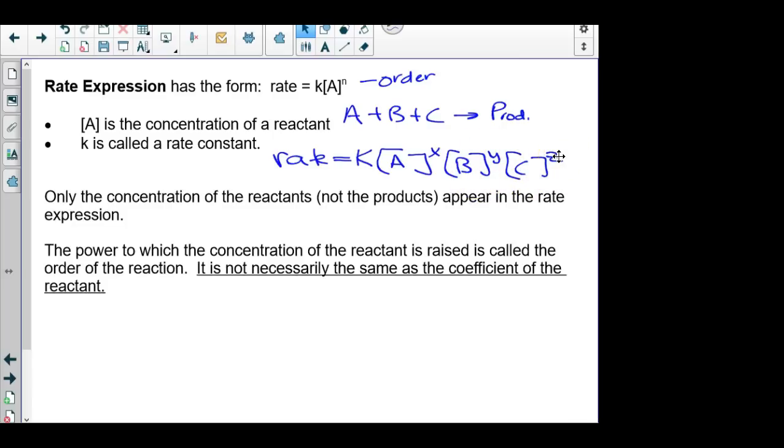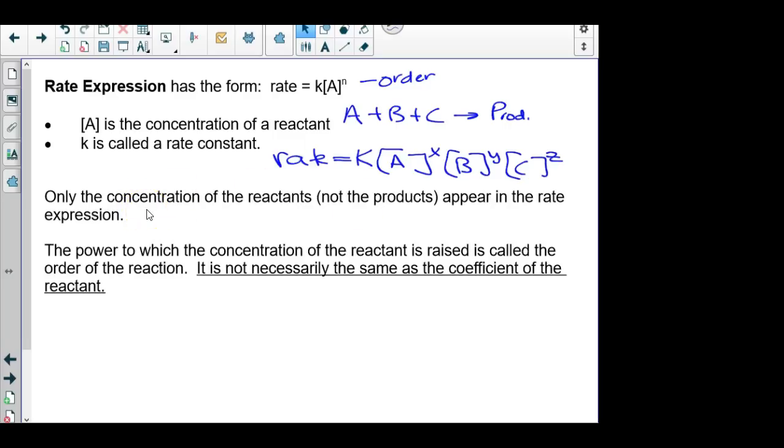So I could use the word power, but a chemist would use the word order. So my orders are X, Y, and Z. Those will become numbers. Generally speaking, 0 through 3. That will be taught to you here to come.